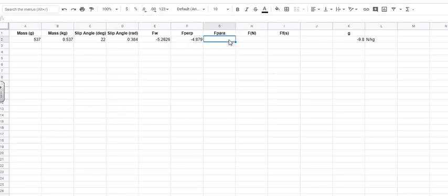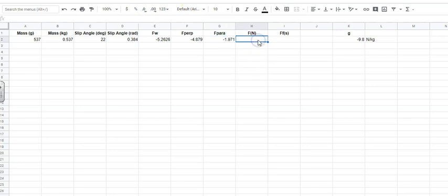And now the formula for our parallel component, so that's equals the weight force times sine of the angle in radians. This is only when we're using a spreadsheet. Your calculator calculates in degrees if it's set for degrees. So enter, and then we'll just reduce the number of decimal places.